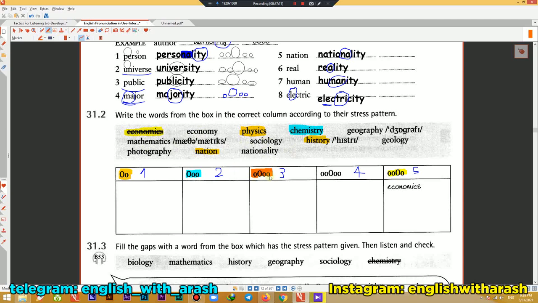This one is a lot, like physiology, geology, theology, geography, psychology, all of them are da da da da. Economy, no, economy is not two, it's three, Lale. Geography, because number two is da da da. Chemistry, geology again. I say this one is very common. Nationality is also there.